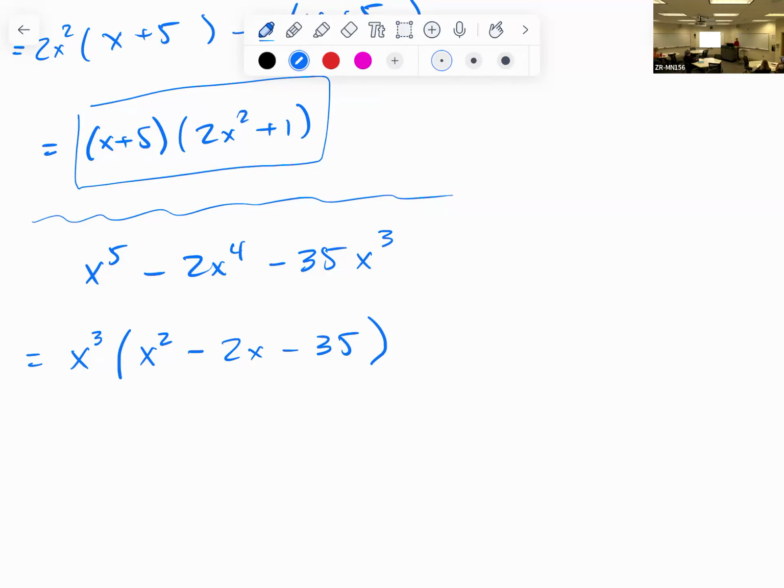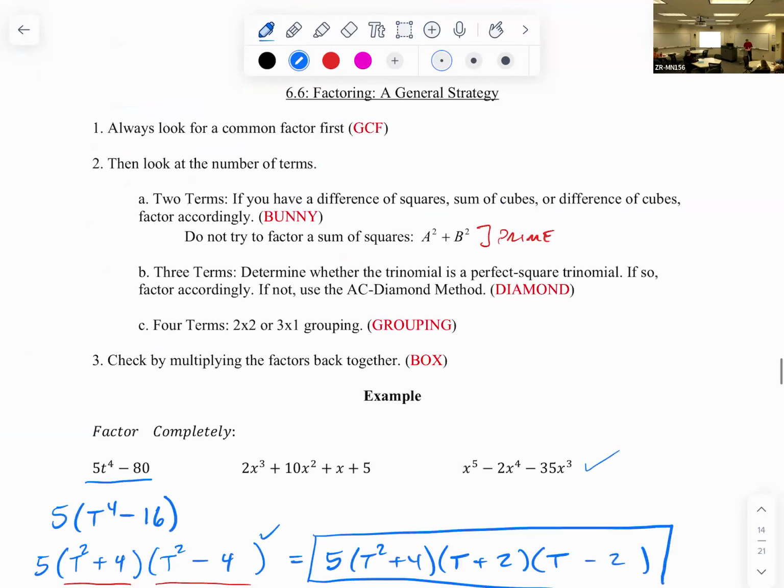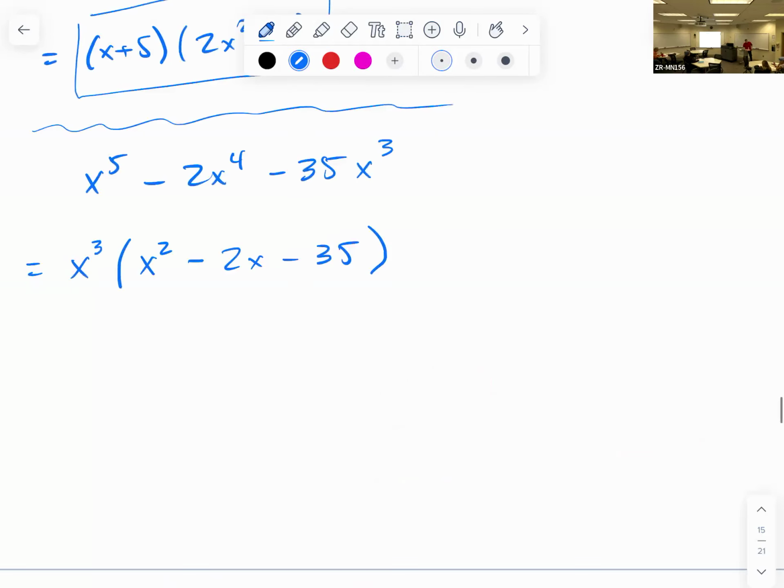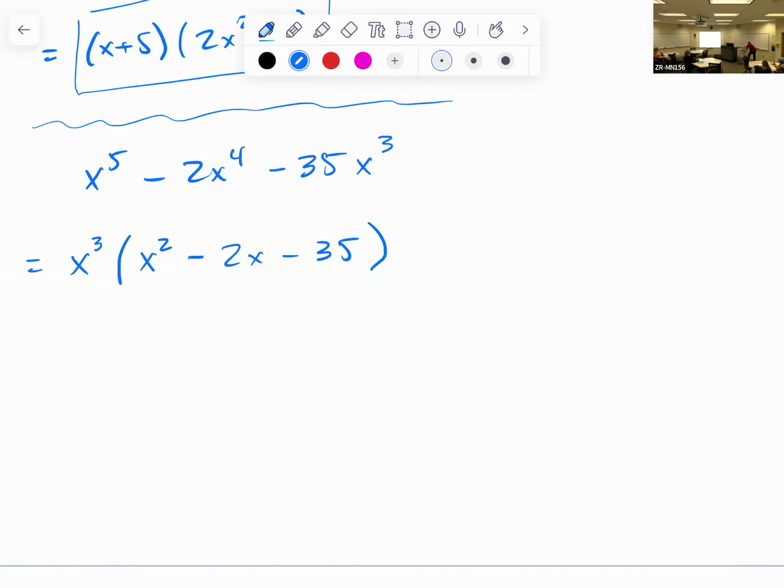The only way you can perform the diamond is on a quadratic. Even though we talk about 3 terms, this only applies to quadratics. If that same thing said x cubed minus 2x minus 35, I could not do it. So only quadratics, that is the important part. Factor by grouping you can do with whatever powers you have, but with 3 terms, the diamond only works on quadratics. x squared has to be the highest power.